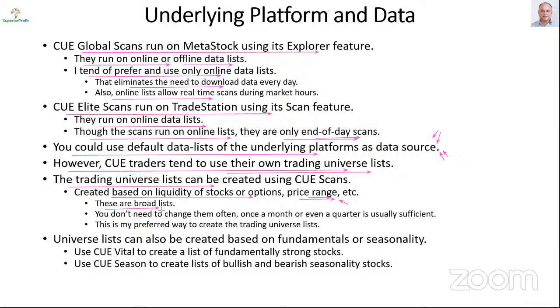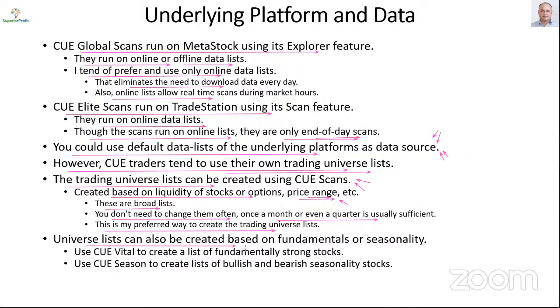These are broad lists. Because they are broad, you don't need to change them often. Once a month or even a quarter is usually sufficient. This is my preferred way of creating trading universe lists using Q scans.